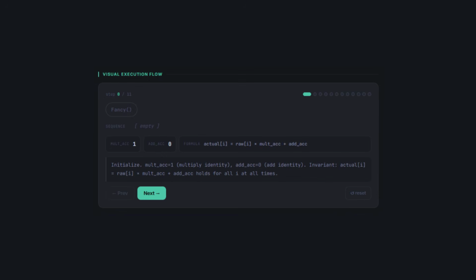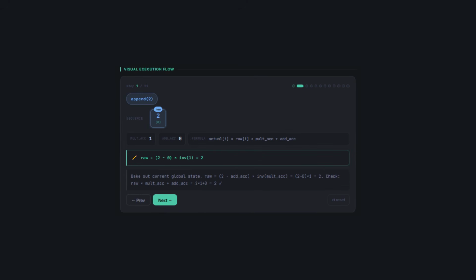Now let's walk through an example. Start with an empty sequence. The multiplier is 1 and the addition value is 0. Operation 1. Append with value 2. We compute the raw value as 2 minus 0 multiplied by the inverse of 1, so the stored value becomes 2. Next operation. addAll with increment 3. Instead of modifying the array, we simply increase the addition value. Now the sequence behaves like 2 plus 3, which equals 5. So the visible sequence becomes 5.